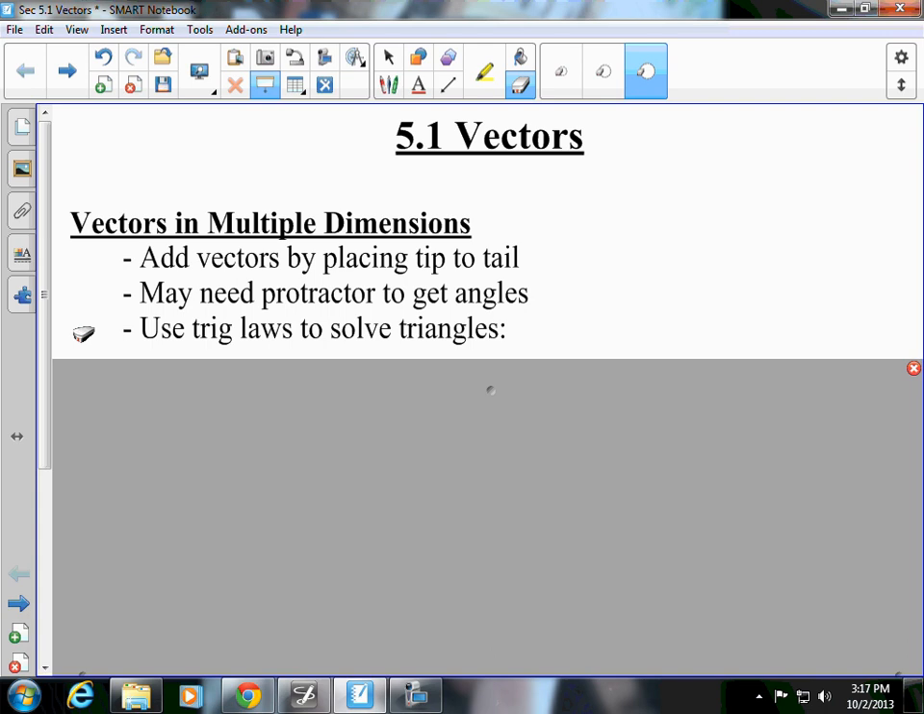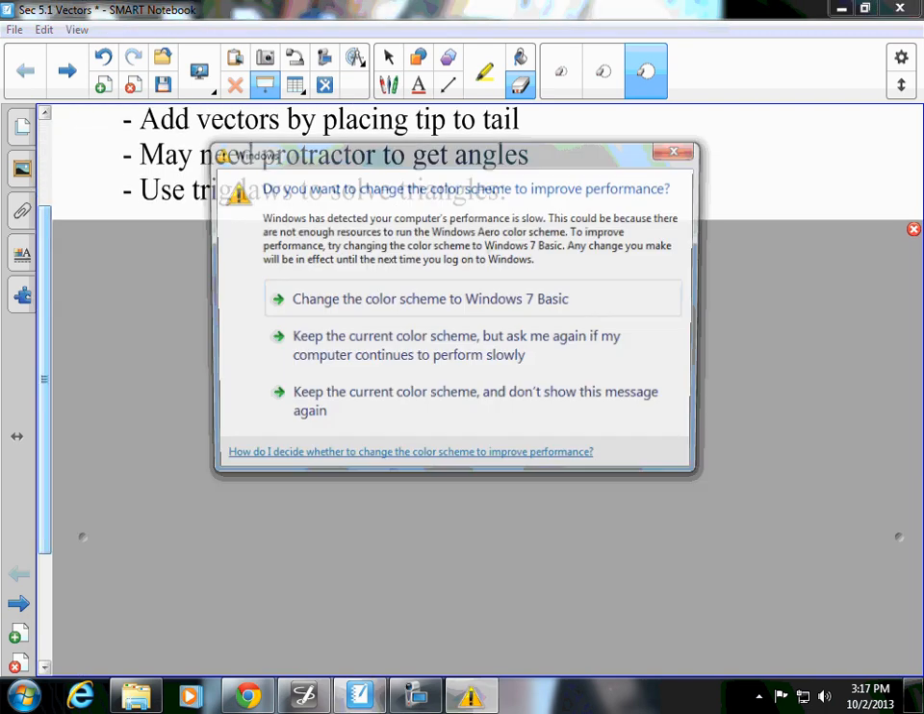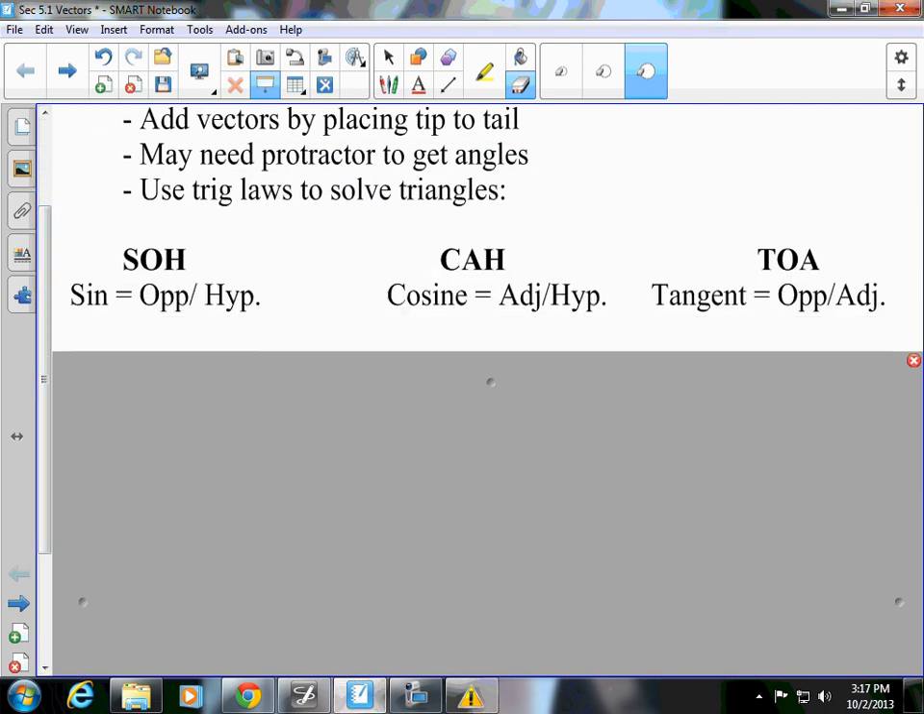You may need a protractor to get angles, but we really won't need a protractor. You're going to mathematically solve to get angles, and you're going to do that using trigonometry. I talked to all of you guys today in class about whether or not you've done trigonometry, and you said you all have. So SOHCAHTOA is nothing new for you.